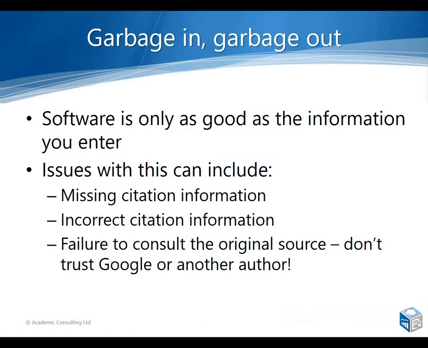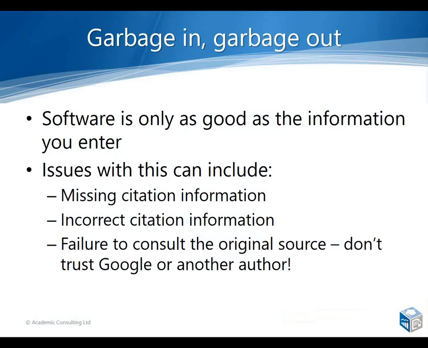So software is only as good as the information that you enter in. So there's a number of different possible problems that might occur. It might be that you have magically entered your information in and you have missing citation information. You might have incorrect information has come across, and I'm going to be giving you some examples shortly of those. It could actually also be that you're inputting the information not from an original source. And I think it's really important that you don't trust Google or alternatively other authors' presentations.